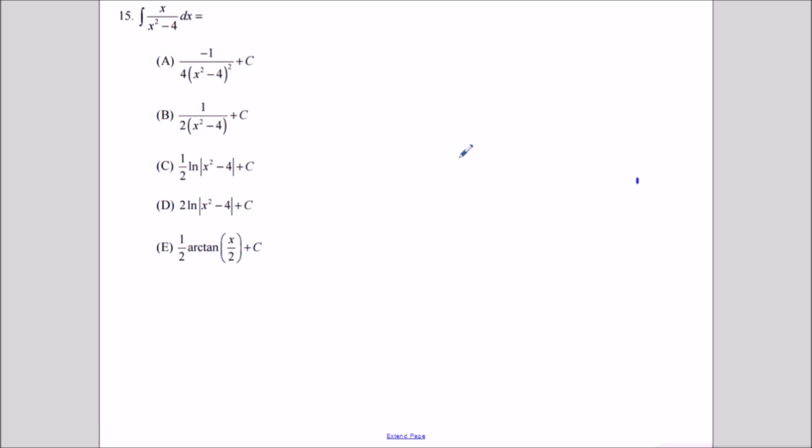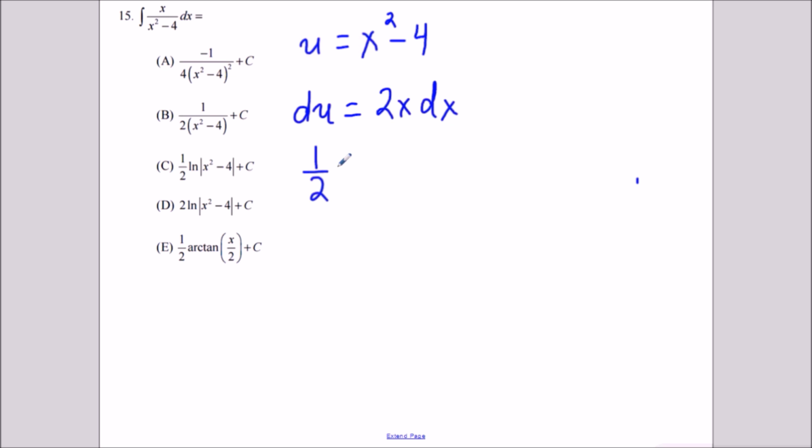Okay, for question 15, we need to use a u substitution. So if we let u equal x squared minus 4, then we'll have du equals 2x dx. And what we could do from here is solve for x dx because that's the numerator term we're going to replace. And we'll get 1/2 times du equals x dx.